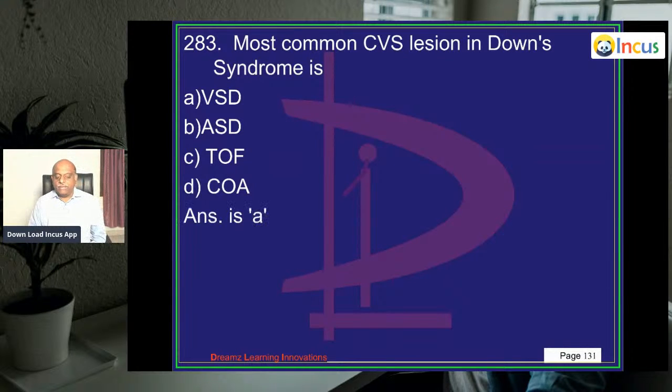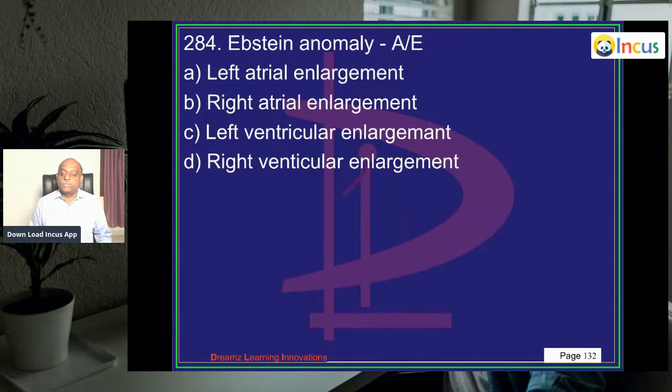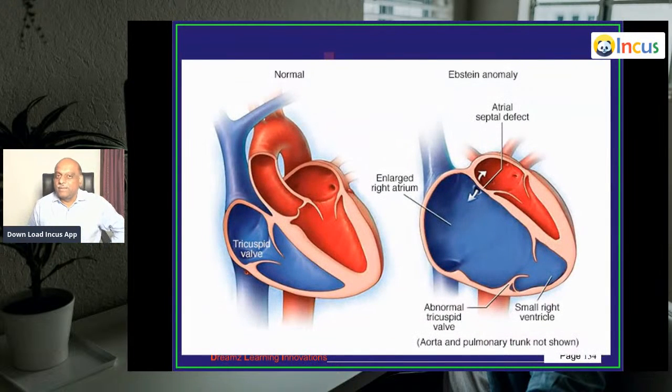In Down syndrome, it is the VSD which is the most common cardiovascular lesion, because endocardial cushion defects are common in Downs. Epstein's anomaly में होता है right atrial enlargement, left atrial enlargement, left ventricular enlargement, not the right ventricular. क्यों? भैया ये ट्राइकस्पिड वाल्व जो है जरा नीचे आ गया, नीचे बैठ गया.